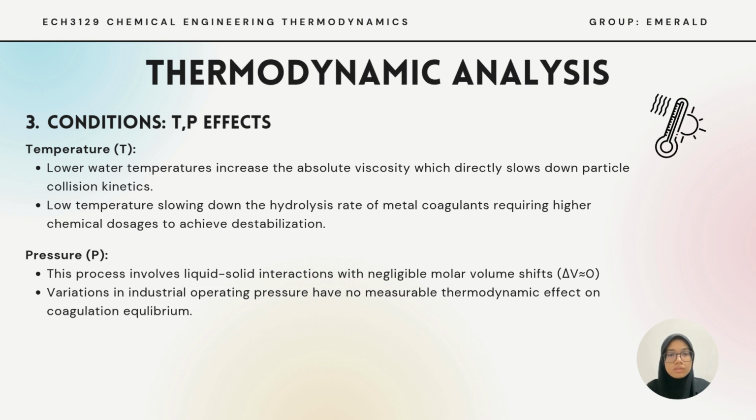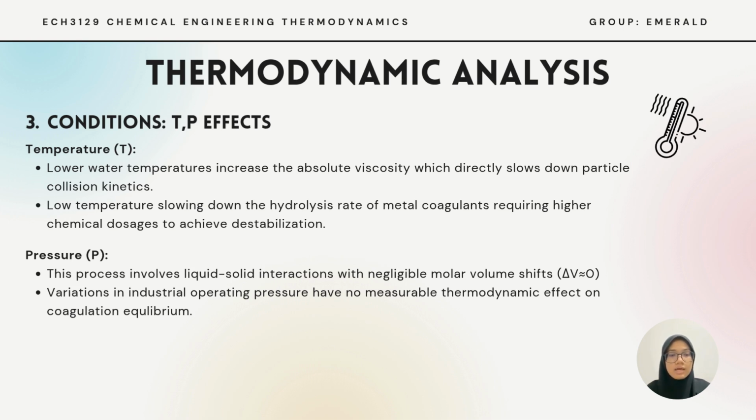To wrap up our thermodynamic analysis of coagulation, let's look at how operating conditions like temperature and pressure affect the process. First, temperature has a significant kinetic and thermodynamic impact. Lower water temperatures increase the absolute viscosity of the fluid, which directly slows down particle collision kinetics. Furthermore, low temperatures slow down the chemical hydrolysis rate of our metal coagulants. This means that in colder conditions, industrial plants require higher chemical doses to achieve the same level of destabilization.